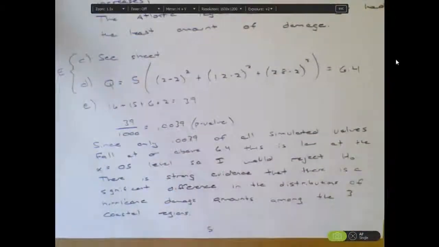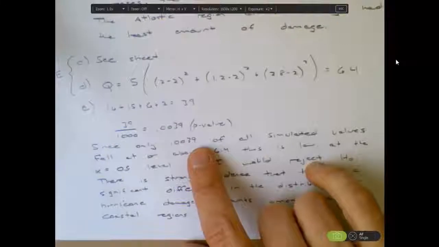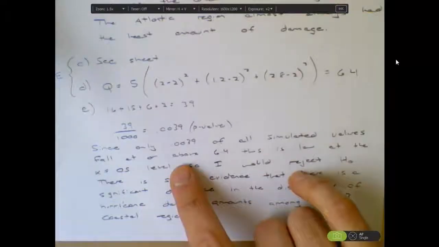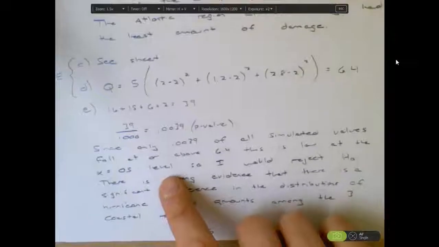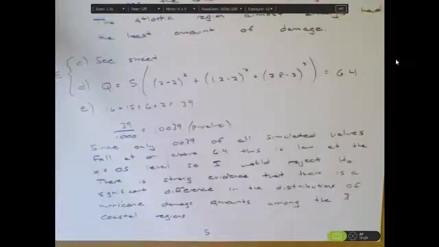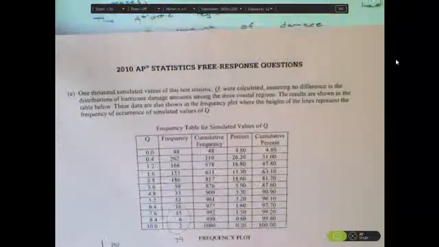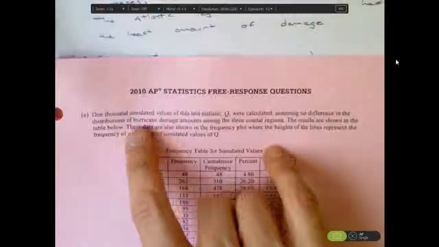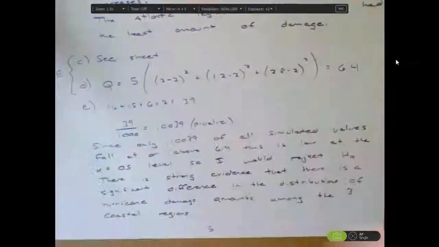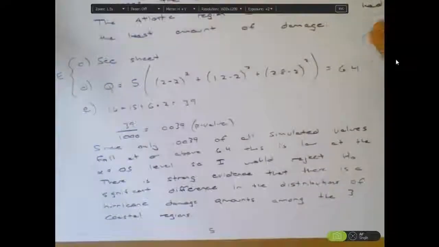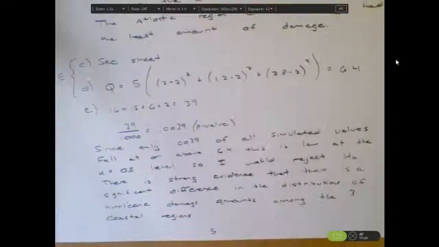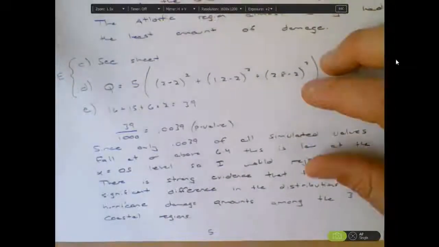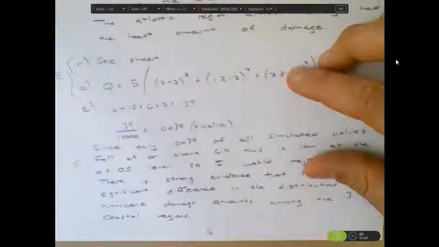All right, so now I'm just going to write a conclusion in context. Since only 0.0039 of all simulated values fall at or above 6.4, this is low with alpha equals 0.05 level. So I'm going to reject the null. There's strong evidence, and then I'm going to utilize some context from the question here, that there is a significant difference in the distributions of hurricane damage amounts among the 3 coastal regions. Okay, so they're looking for 2 things, the tail probability and then a conclusion in context. I've done both of those things. That's going to earn me an E.